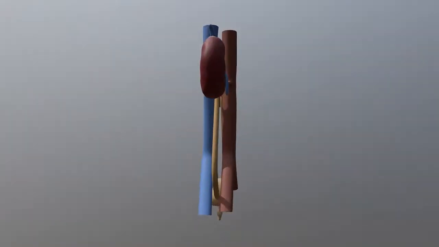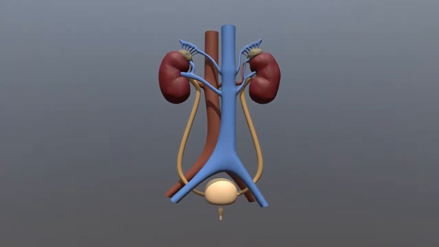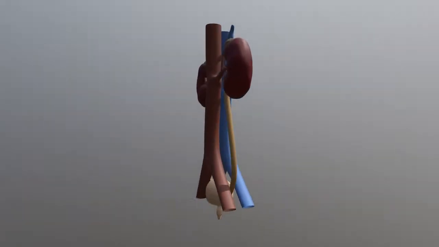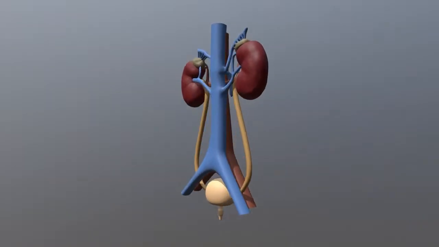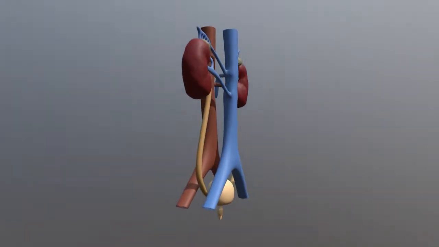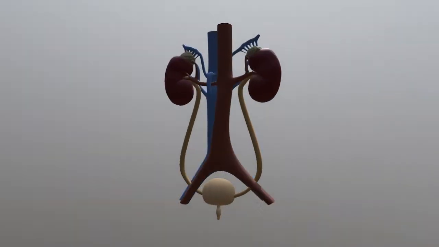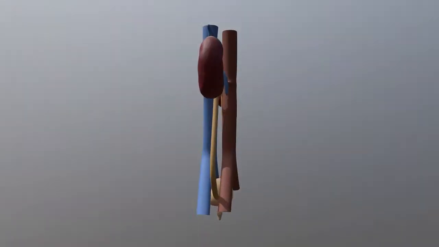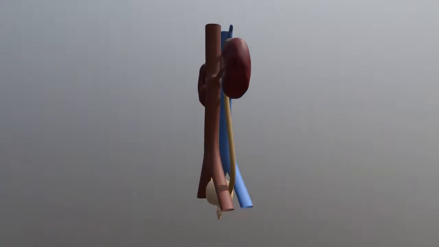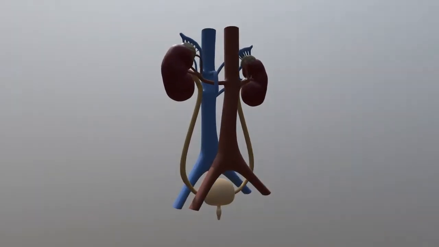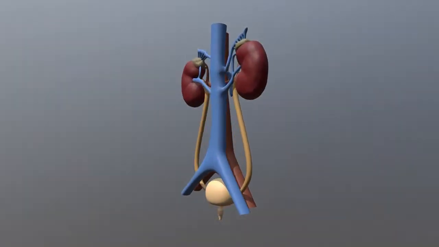The ureters are tubes that carry urine from the kidneys to the bladder. The bladder is a muscular sac that stores urine until it is eliminated from the body through the urethra. The urethra is a tube that carries urine out of the body. In addition to removing waste products, the urinary system helps to regulate the body's electrolyte balance and blood pressure, and plays a role in the production of red blood cells.